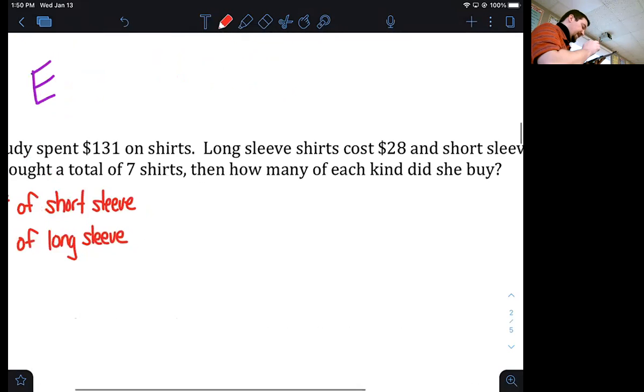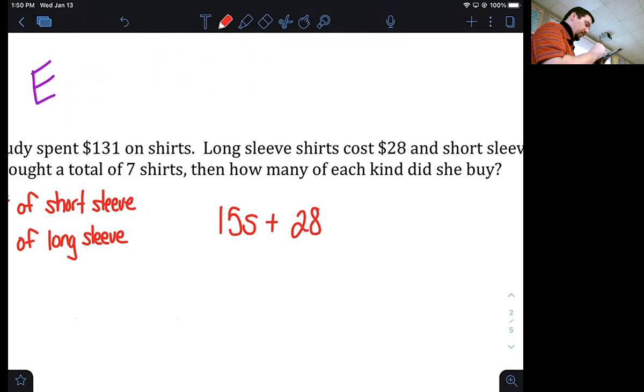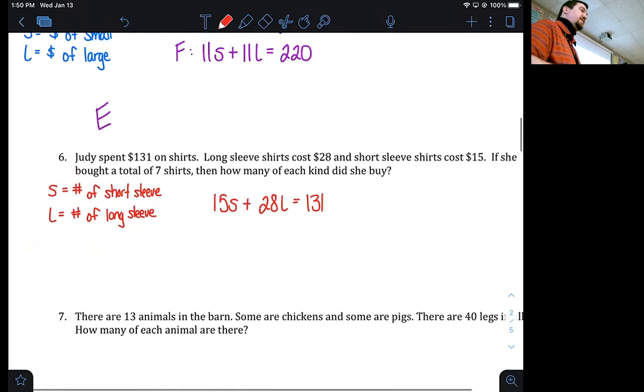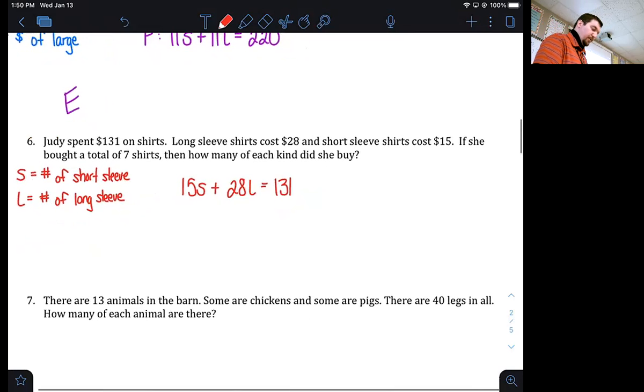Yes, okay, 15S plus 28L, and what was the total? 131. It costs $15 for a short sleeve, plus it costs $28 for a long sleeve, and the total that she spent is $131. We're actually getting that information from the first 2 sentences combined.